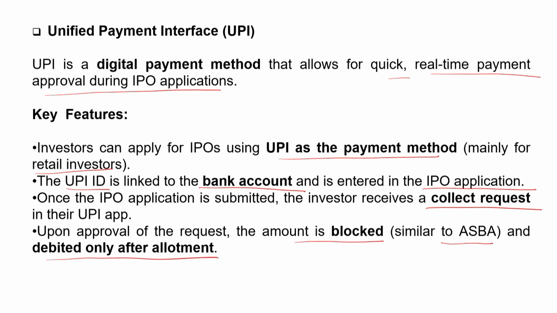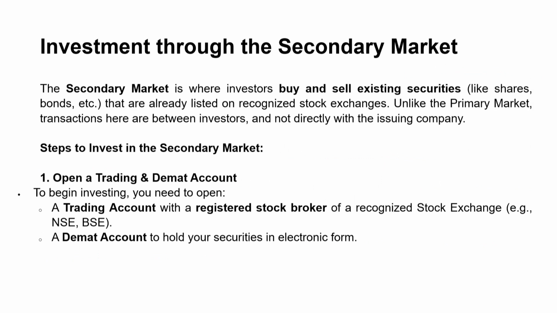So these are the different ways or steps with the help of which you can invest your money into the investment market. Now let us understand how investment through the secondary market can be helpful for you and what the different steps of investing into the secondary market are. A secondary market is a marketplace where an investor can buy and sell the existing securities of corporates and entities, companies, like shares, bonds, debentures, etc. And these are already listed on the recognized stock exchanges of our country.